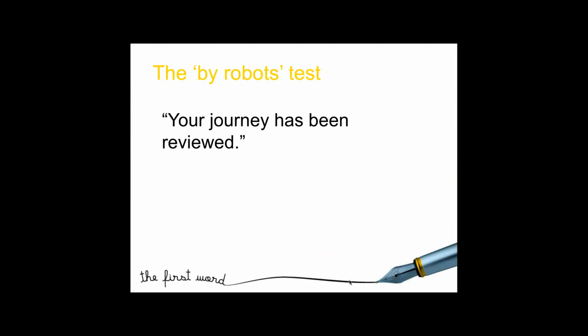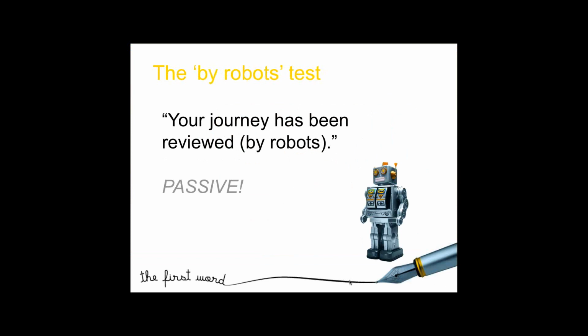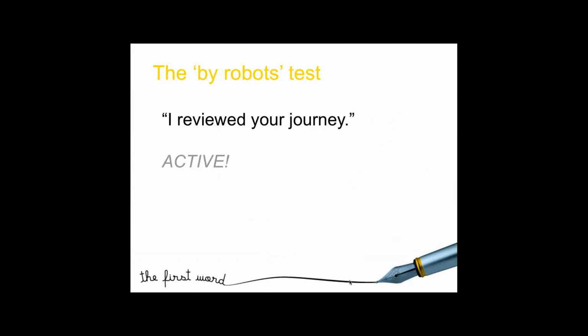So the by robots test. Have a look at this sentence. Can you put the words by robots at the end? So your journey has been reviewed. Yes, you can. Your journey has been reviewed by robots, so that means it's passive. There's no ownership. What's the active version? How do we add ownership to this sentence? I reviewed your journey. So we instinctively believe this because a real person is involved.